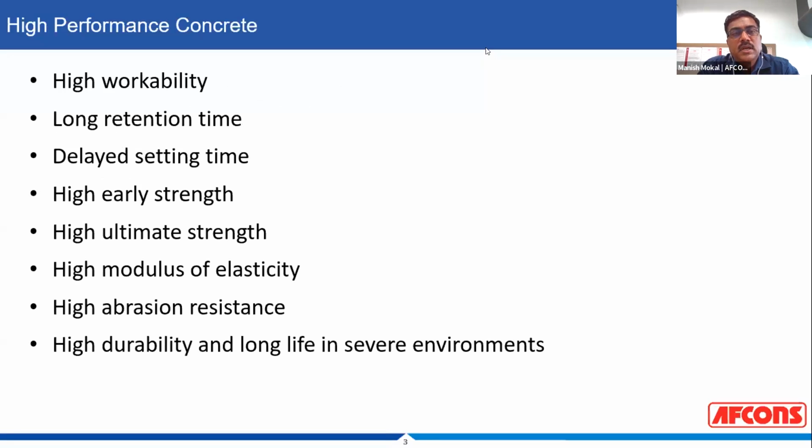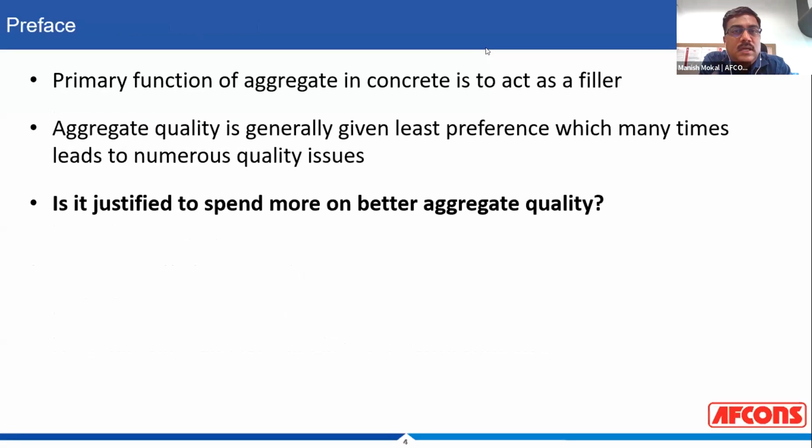So it could be concrete having a very high retention, very high workability, a delayed setting time, concrete with very high early strength, concrete with high ultimate strength. Some concrete may require high modulus of elasticity. Some concrete may require high abrasion resistance. And of course, the focus will always be on high durability and longer life in severe environment. So it encompasses a lot of various parameters to form what we call a high performance concrete. Having said that, let us now get into the real story about the aggregate.